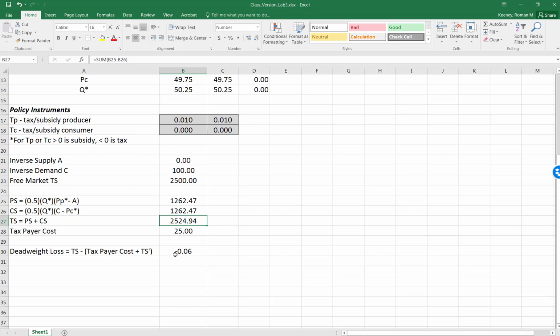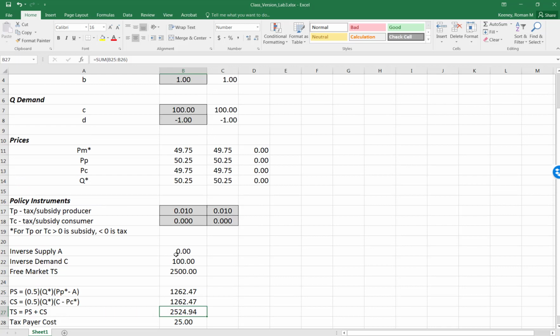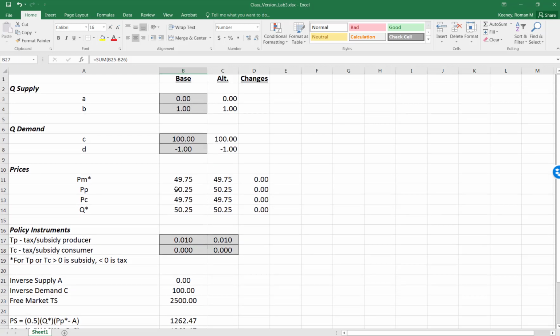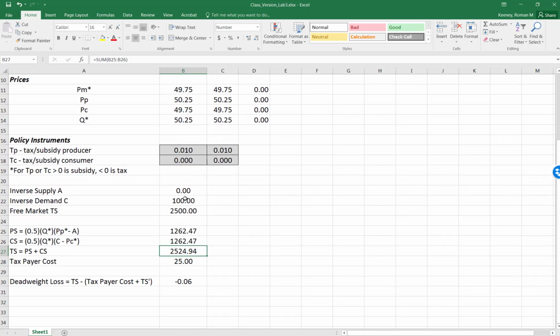And of course the deadweight loss here will always depend on things like the slope of supply and demand and the size of the subsidy. Right? So if you change the subsidy, you see that you start to incur more deadweight loss, of course more taxpayer cost, right? So those are growing together.